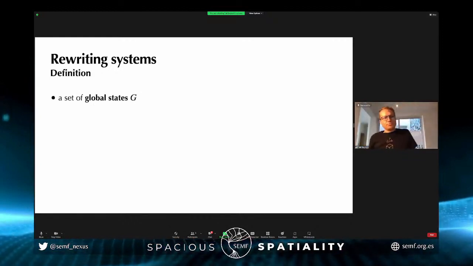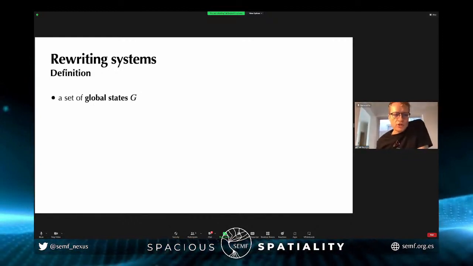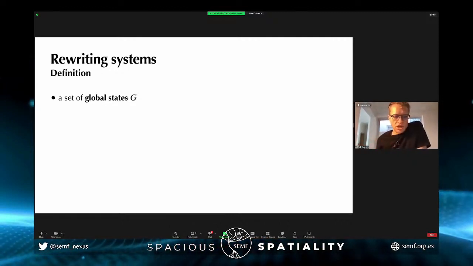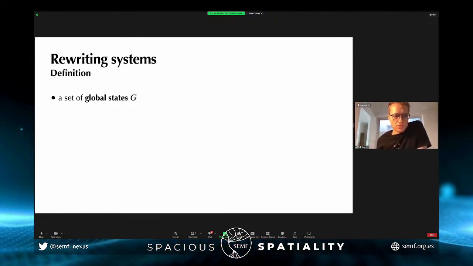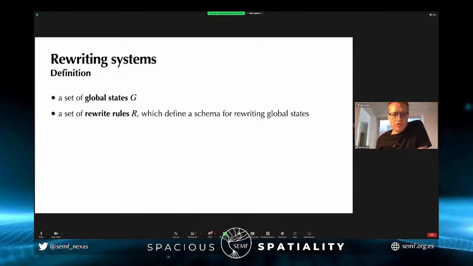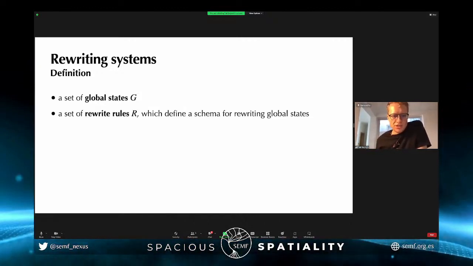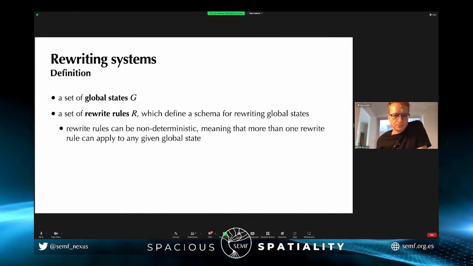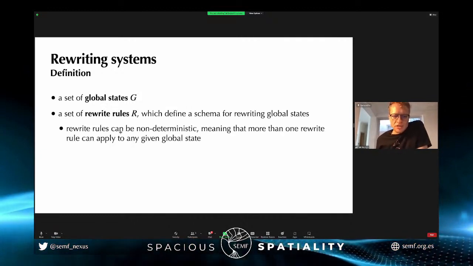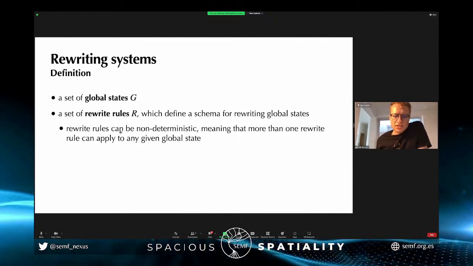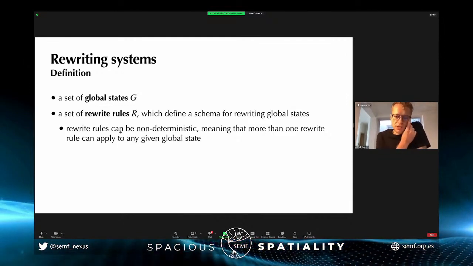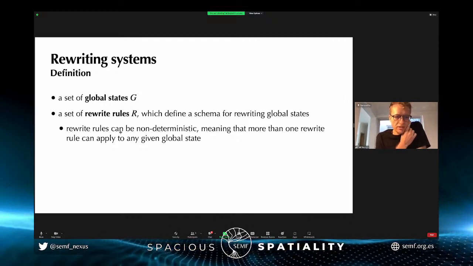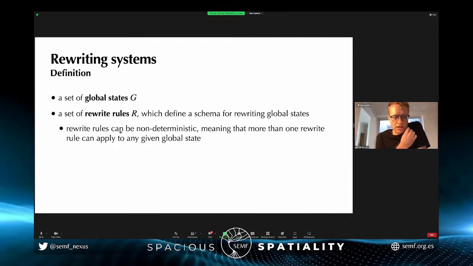The definition is: we have a set of global states of some computational system, and it changes from system to system, but we'll see examples. Then we have a set of rewrite rules, and these form a kind of schema for how to rewrite those global states. They can be non-deterministic, in the very specific sense that there can be more than one rewrite rule that can apply to any given global state.